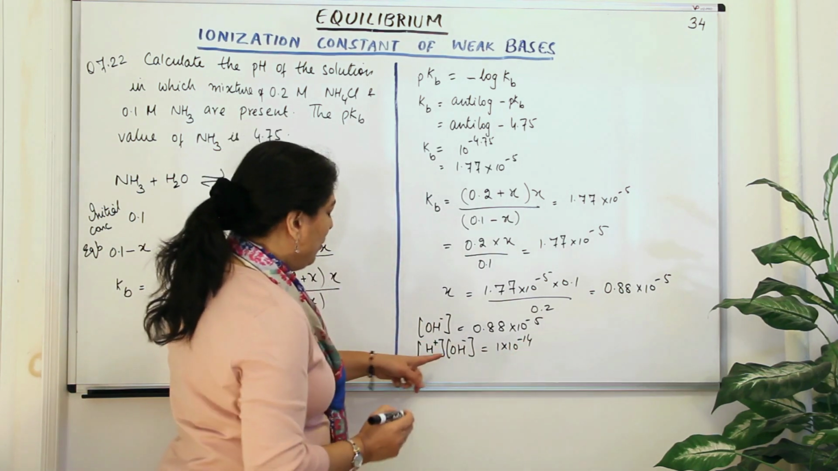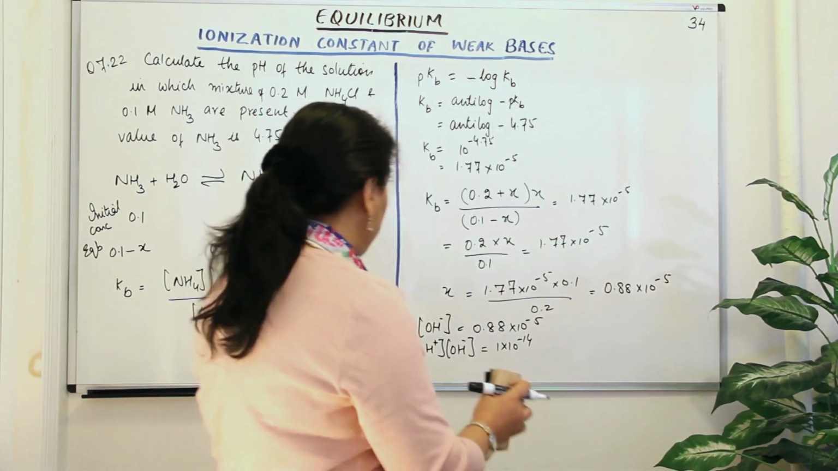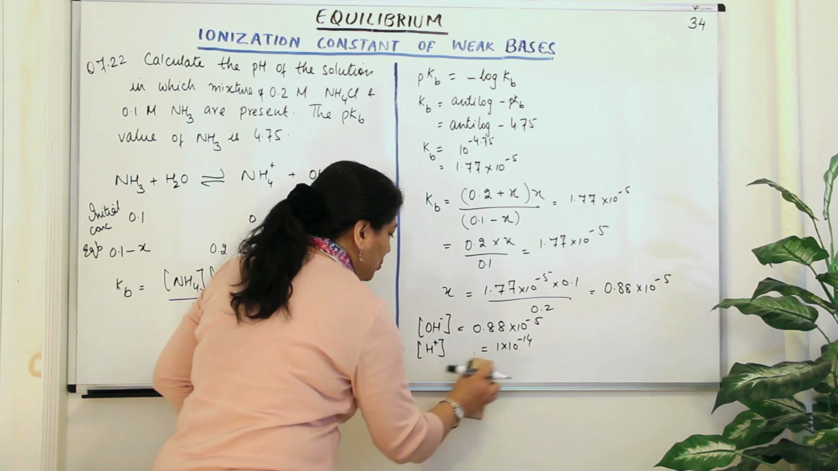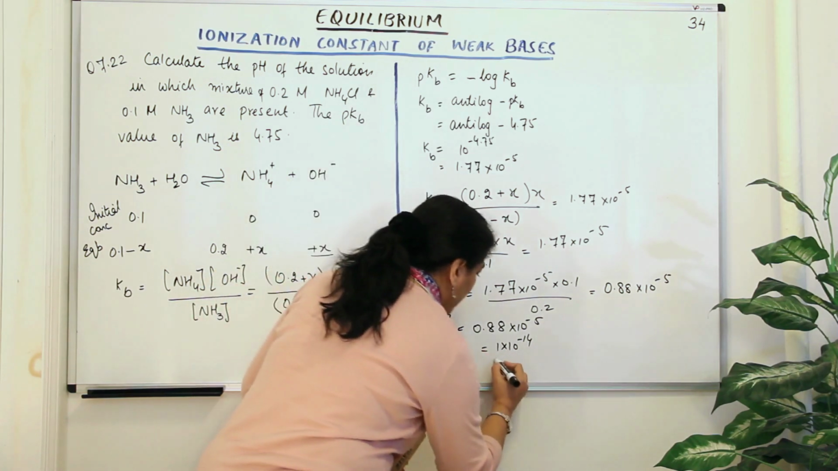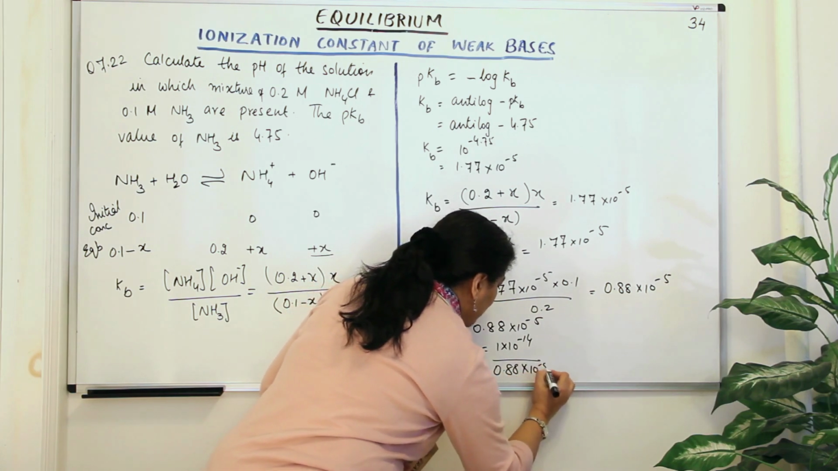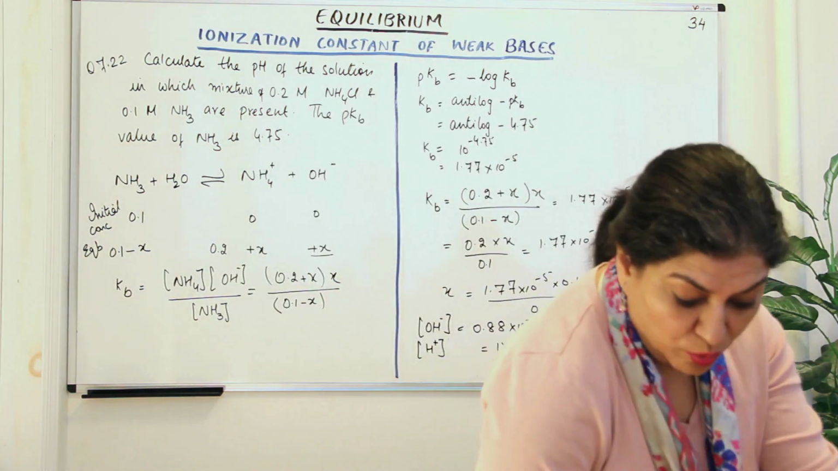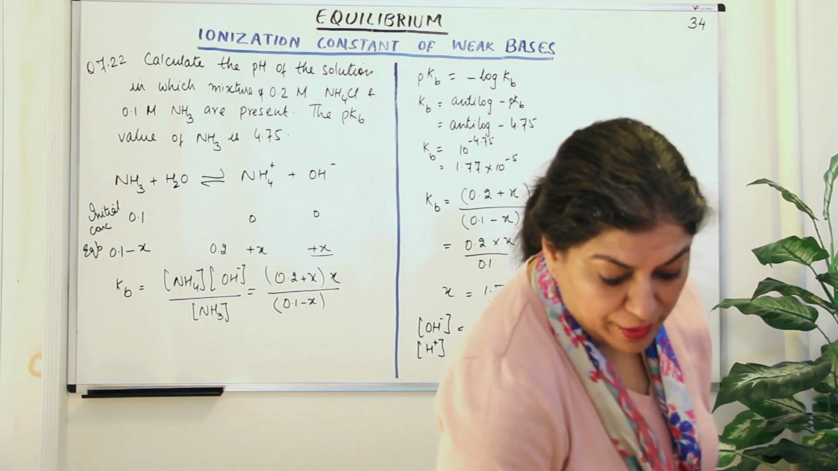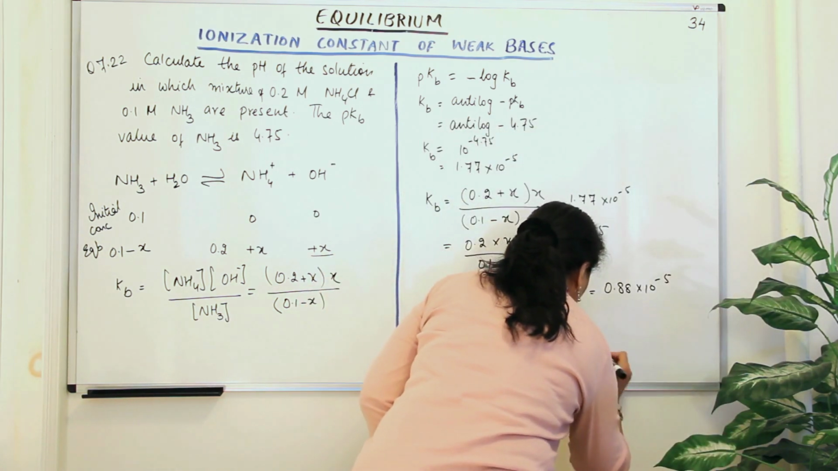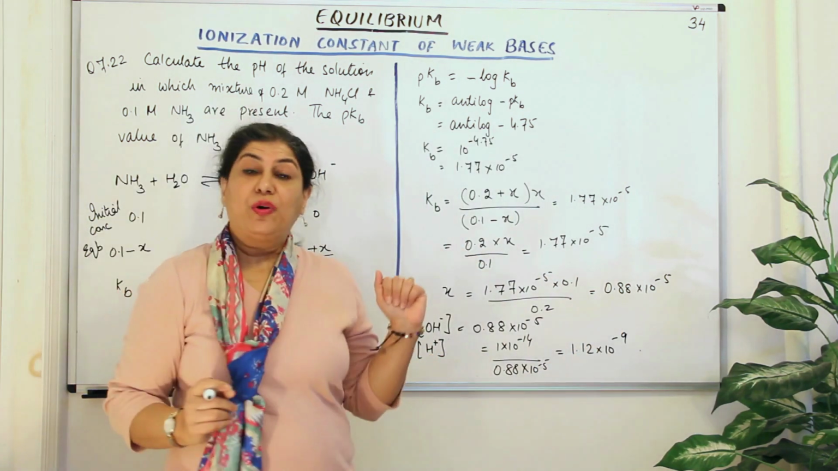So we have OH negative here. So H positive would be equal to, since there's less space, let me just do the steps here. I'll divide the value of this value by the OH negative concentration. So divided by 0.88 into 10 to the power minus 5. And when you solve this, this comes out to be equal to 1.12 into 10 to the power minus 9. 1.12 into 10 to the power minus 9 comes out to be the concentration of H positive.